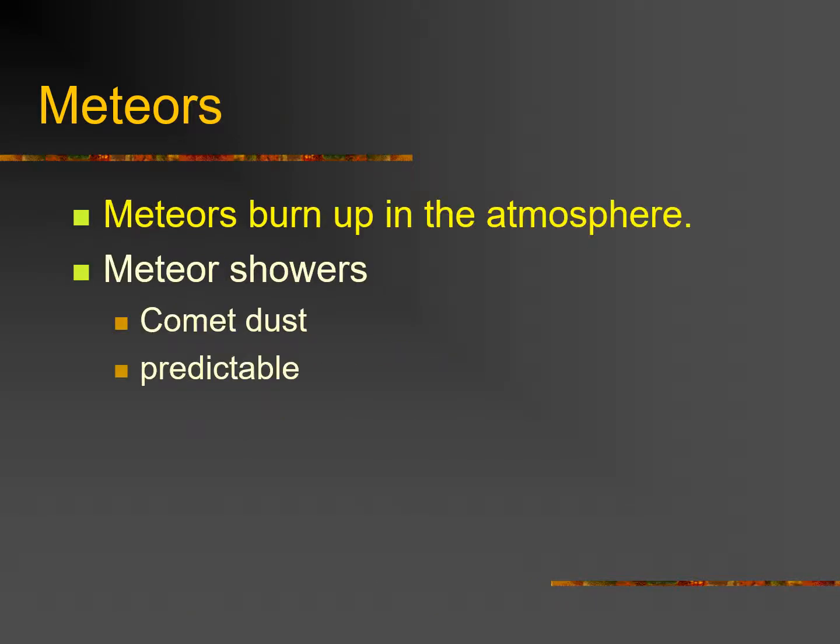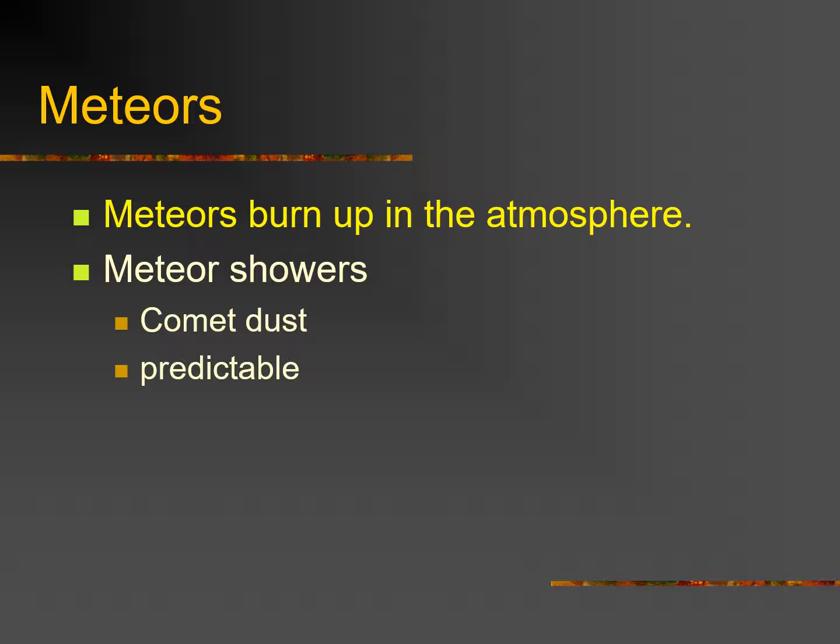Meteors are small pieces of rock or dust that burn up in the atmosphere. Meteor showers produce a beautiful show of these shooting stars. A meteor shower is produced by the Earth's orbit crossing the orbit of a comet. The dust that's left behind by the comet burns up in the atmosphere.